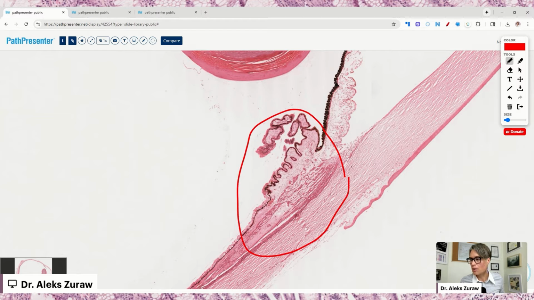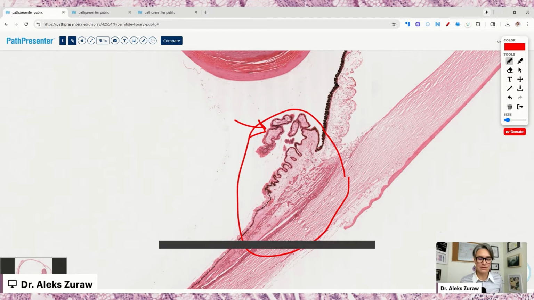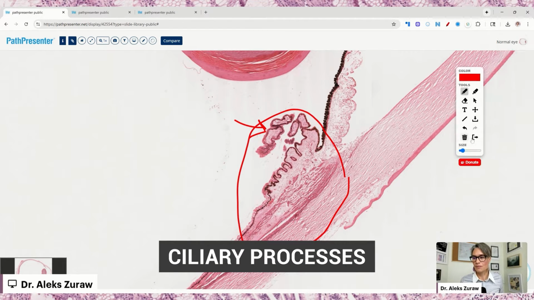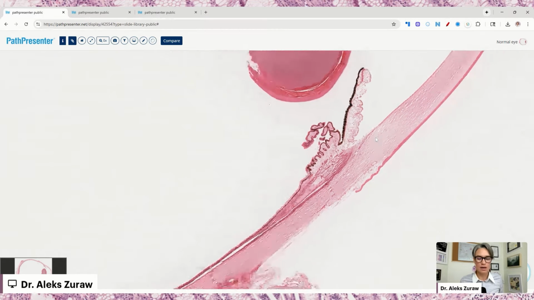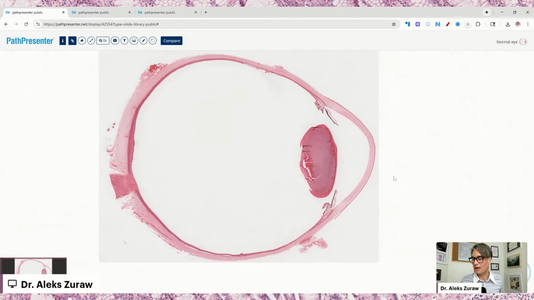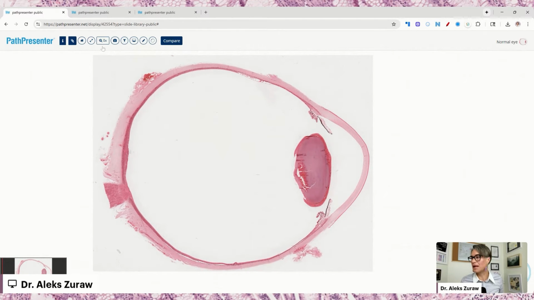Ciliary body with ciliary processes. And let me show it to you from a little bit more of a distance. You can see all these landmarks at low magnification.